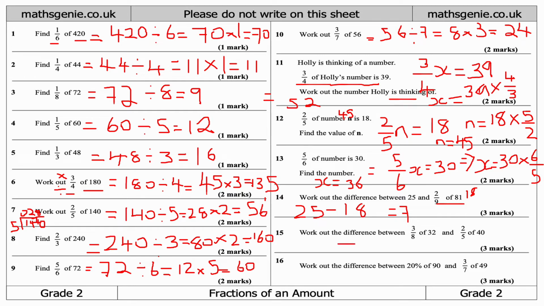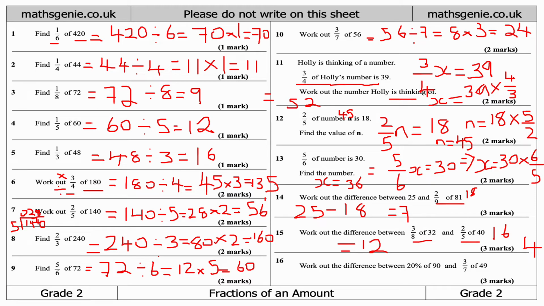Okay, question number 15. Work out the difference between 3/8 of 32 and 2/5 of 40. Well, 3/8 of 32, so I divide by the denominator times by the numerator. 32 divided by 8 is 4, times by 3 is 12. Here I have 40 divided by 5 is 8, times by 2 is 16. The difference is going to be equal to 4. 16 take away 12 is equal to 4.